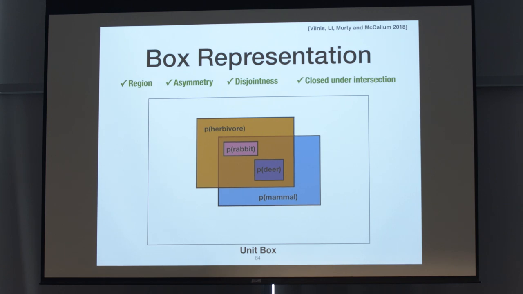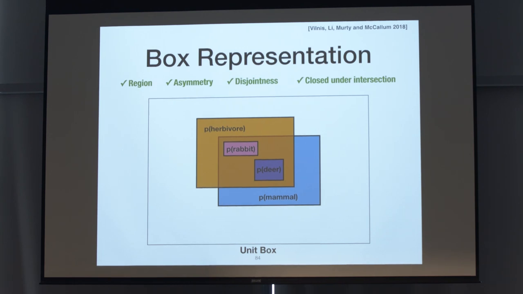So with that in mind, we have been working on associating each concept with an n-dimensional box in space. They capture a region. One box can contain another box. There are asymmetric distance measures between them. They can represent disjointness. And also, boxes are closed under intersection. The intersection of two boxes is another box.